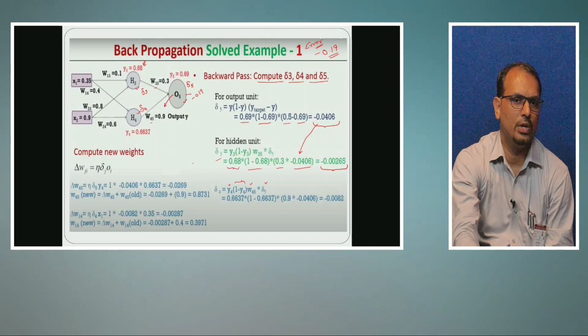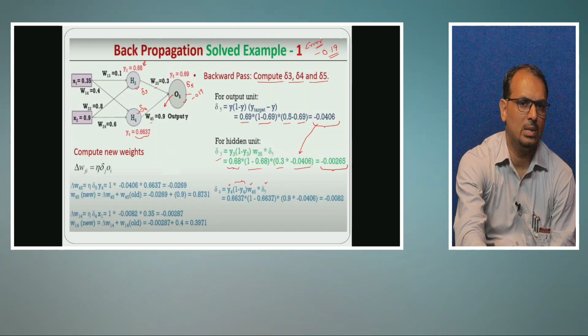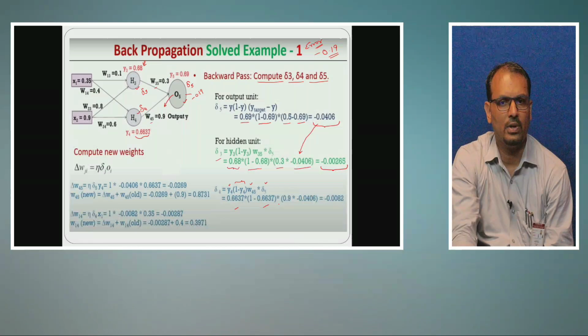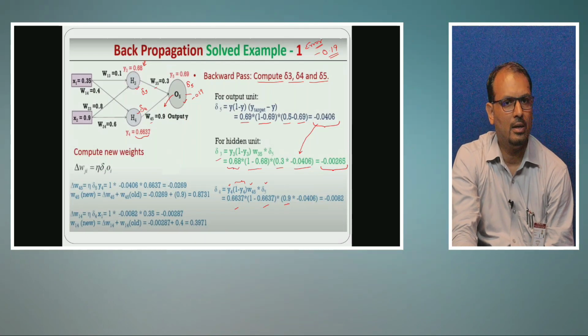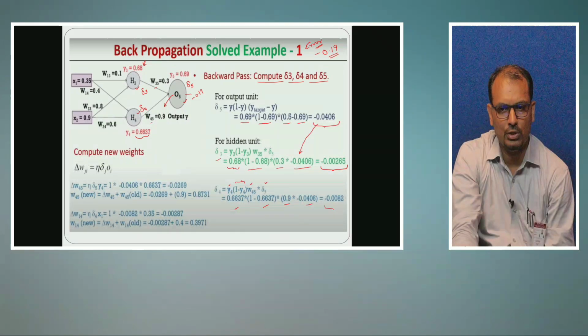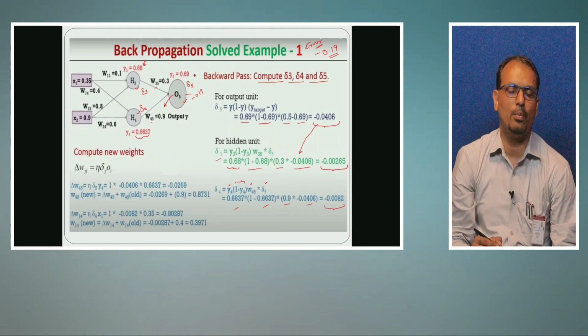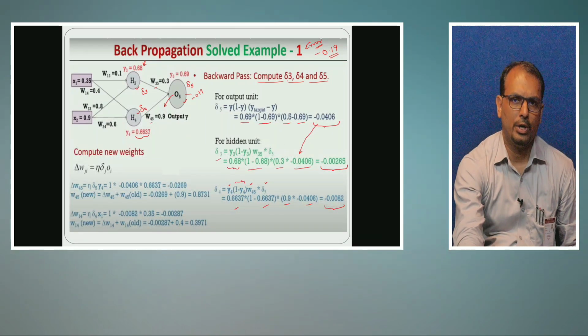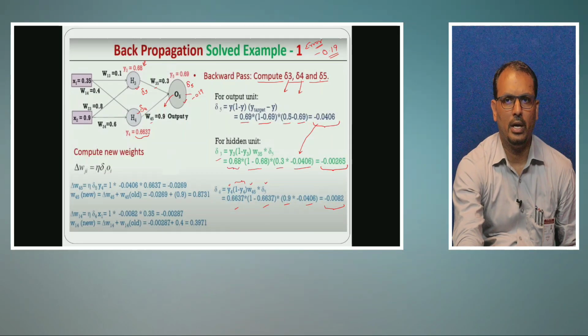Now all these values we know. What is your y4? 0.6637. So that value we know, 1 minus 0.6637 into 0.9 is the weight value, and delta 5 is minus 0.0406. So what you are getting here is 0.0082. All three values we computed: delta 3, delta 4 and delta 5.